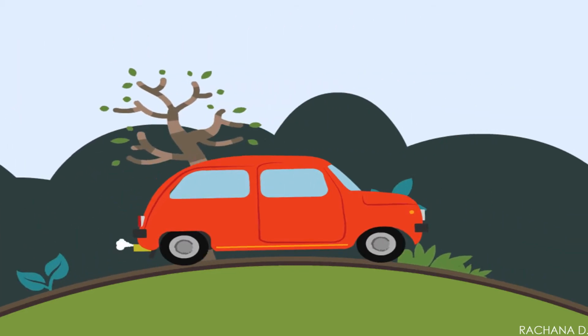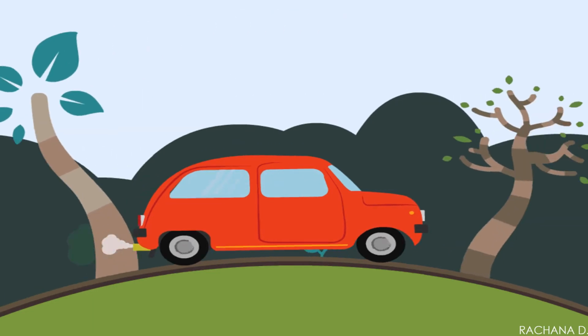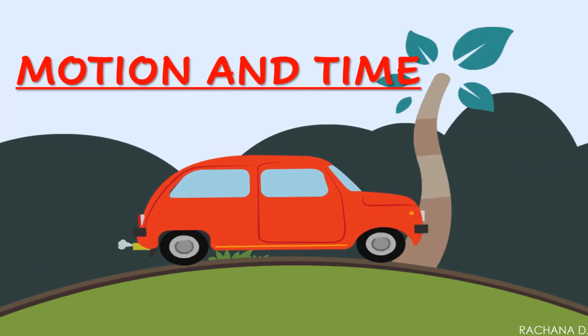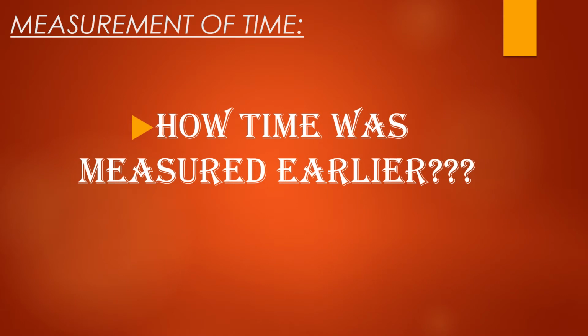Hello everyone. Today we will be continuing with the same chapter which is named Motion and Time. Have you ever wondered how our ancestors used to measure time when there were no watches? Our ancestors noticed that many events in nature repeat themselves after a definite interval of time.